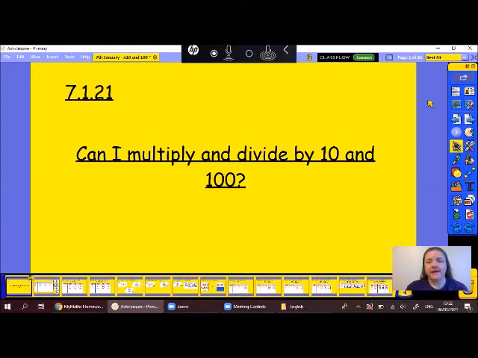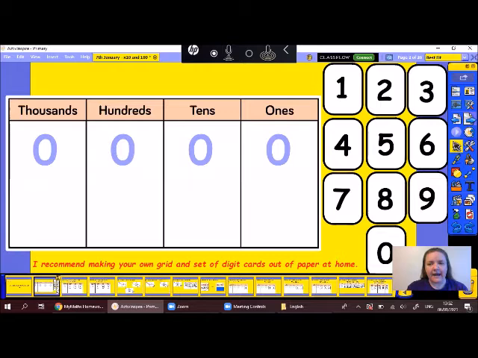So we looked at multiplying and dividing by 10 yesterday. Let's just have a little recap. Now, I recommend you get your place value grid that you made yesterday out and your digit cards. They're going to be really useful today. If you haven't made any yet, I would really recommend it. They're very useful. To recap what we did yesterday, let's have a look at this one.